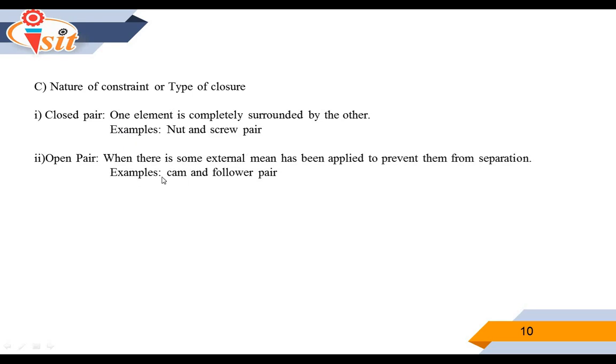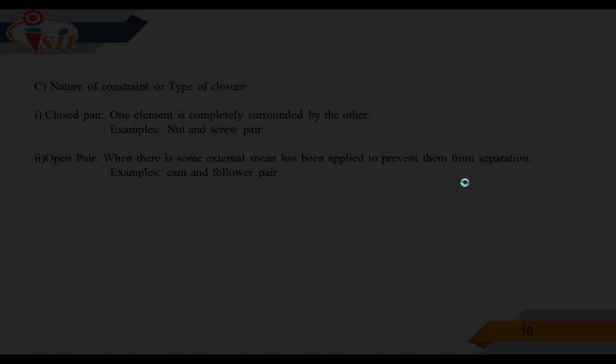And in open pair, some external means has been applied to prevent them from separation. To avoid the separation, some external force is applied there. That is the example, cam and follower. The follower is continuously rotating on the cam, that's why an external force is applied to prevent them from separation. So this is the last classification, that is closed pair and open pair.